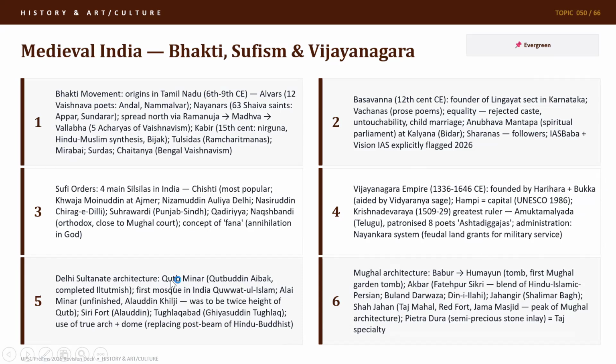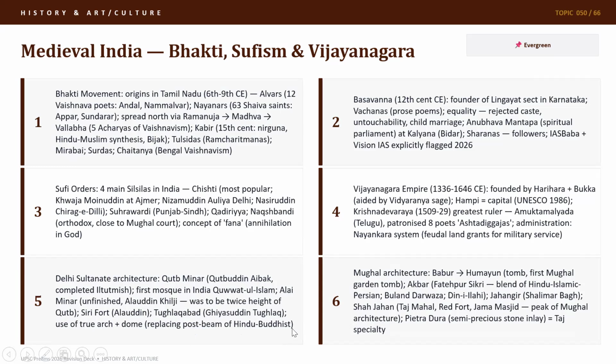Delhi Sultanate architecture: Qutub Minar built by Qutubuddin Aibak and completed by Iltutmish. The first mosque in India was Quwwat-ul-Islam Mosque. Alai Minar was unfinished. Alauddin Khilji wanted to build it to be twice the height of Qutub Minar, but it was unfinished. Siri Fort was built by Alauddin Khilji. Tughlaqabad by Ghiyasuddin Tughlaq, and use of true arch and dome architecture was done during the Delhi Sultanate period, replacing the post and beam of Hindu Buddhist architecture.